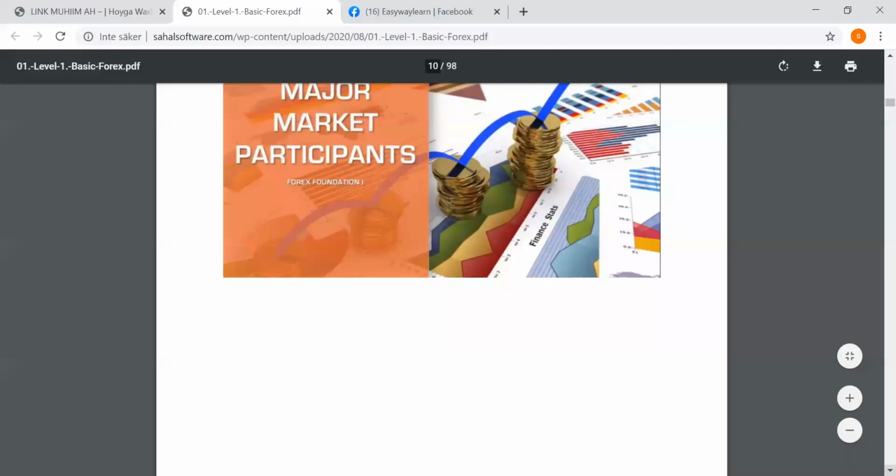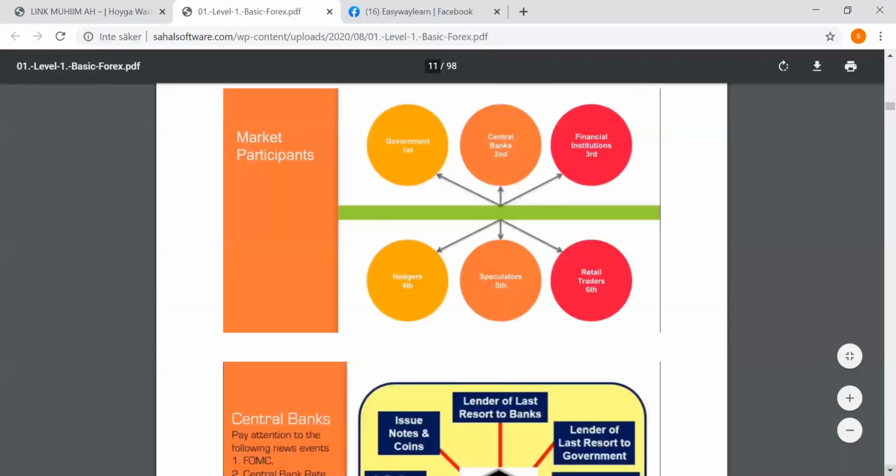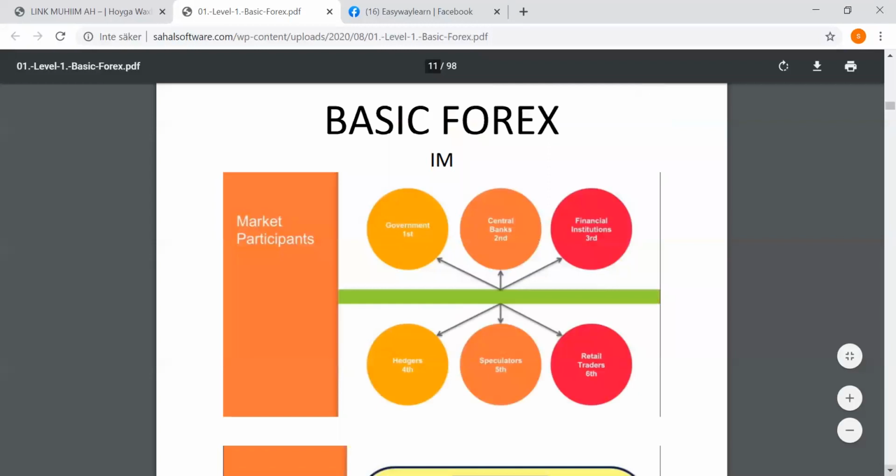And there are 6 participants in this market. The first one is the government. The second one is the central banks that are also connected to the government. And then there are financial institutions, those are the private banks and the big companies. There are hedgers. And then the 5th comes the speculators. And then we have the retail traders. That's where we are going to come in more in the other slides.